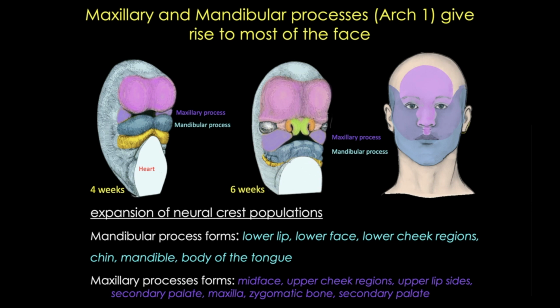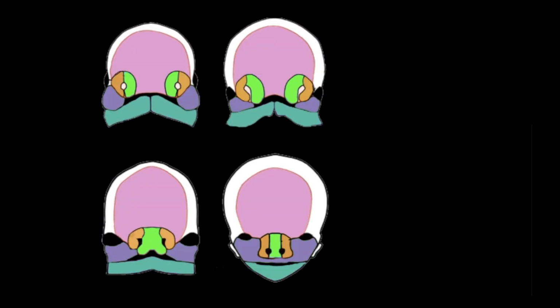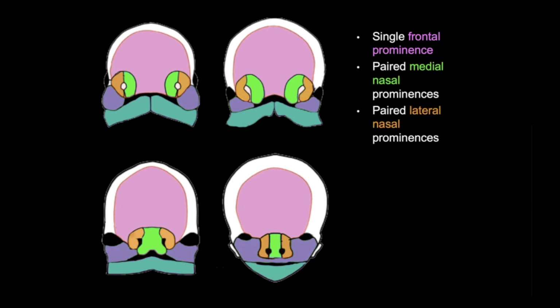So to review, here are some different cartoons of the developing face showing the frontal prominence in pink, the paired median nasal prominences in green, the lateral nasal prominences in orange. These actually both arise from that frontal nasal process, and the mandibular and maxillary processes. Disruption of development of any of these processes or prominences can result in a variety of defects, which we'll look at in a few minutes.